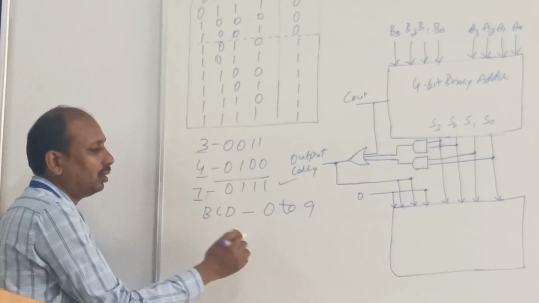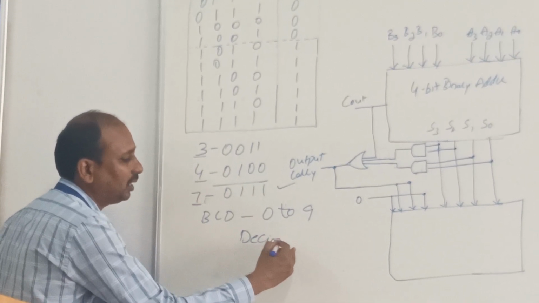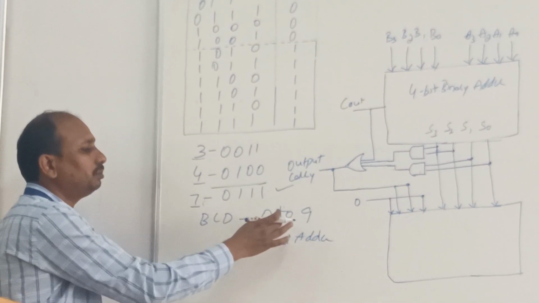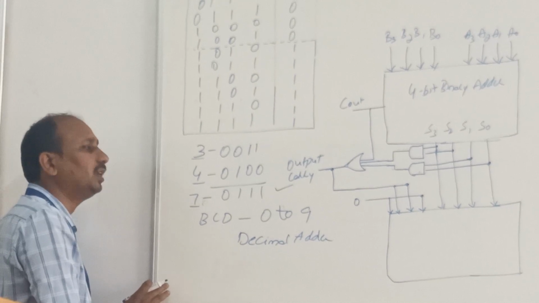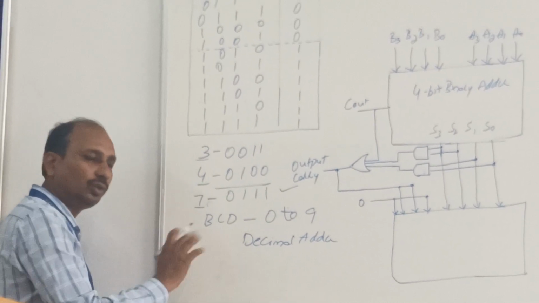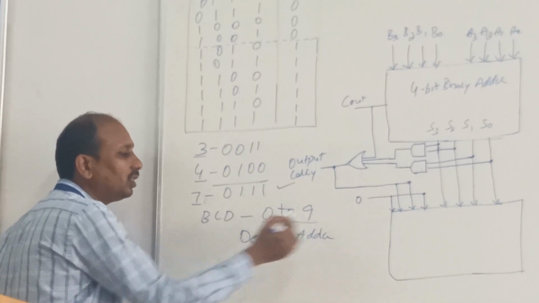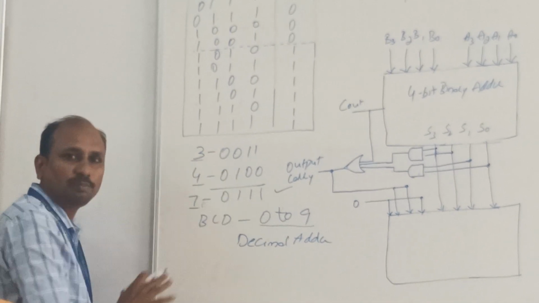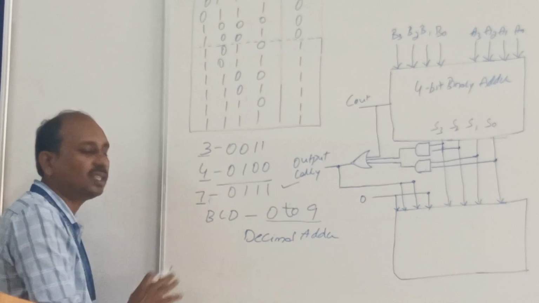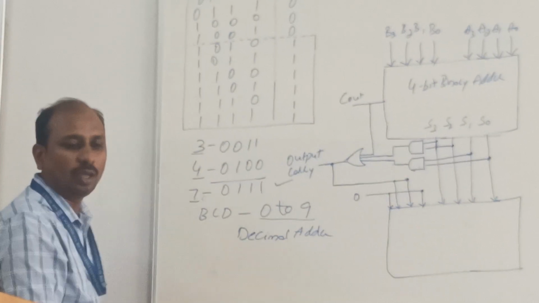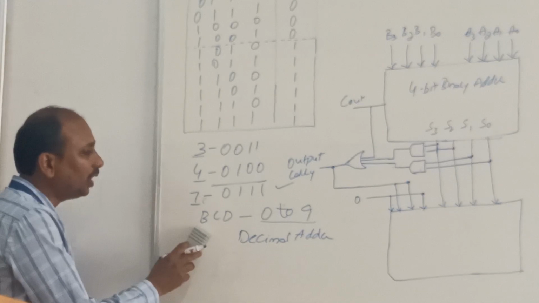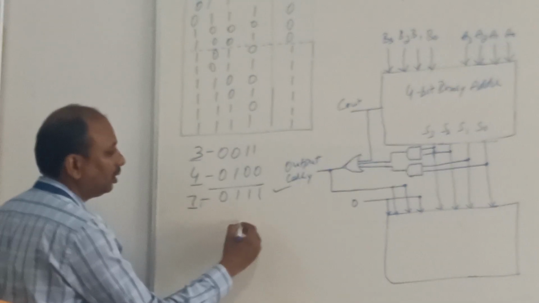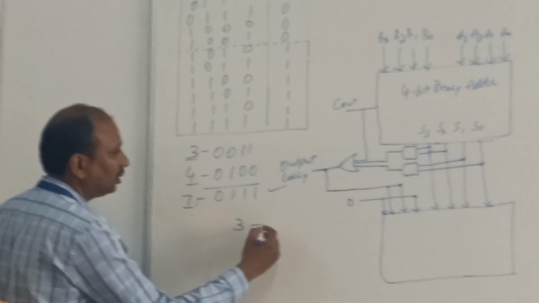So this is what we call a decimal adder, where I add only the numbers from 0 to 9, which are BCD numbers, and my result should also be in the range from 0 to 9. This is what we call BCD addition, or decimal adder. Now let me take another example.